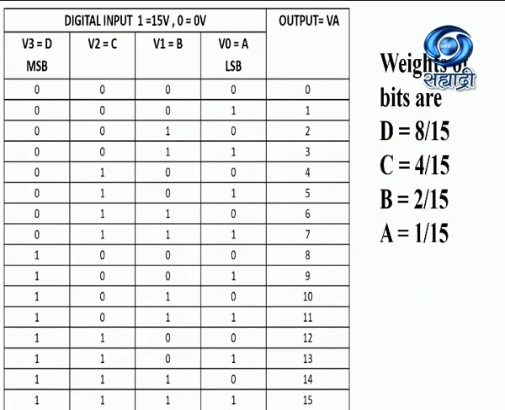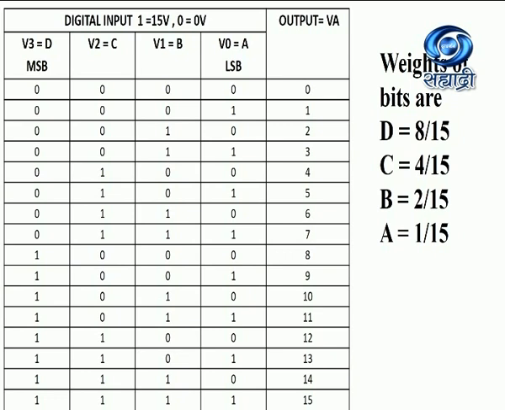So this is the truth table for the 4-bit resistive ladder. Here you can observe there is V0, V1, V2, V3, that is the applied inputs, and the LSB, that is the least significant bit, is A, and the MSB, that is the most significant bit, is D. So if you apply 0, 0, 0, 0, that is the first condition, the output is obviously 0, and the weights for the bits are: D is equal to 8 by 15, C is equal to 4 by 15, B is 2 by 15, and A is 1 by 15.